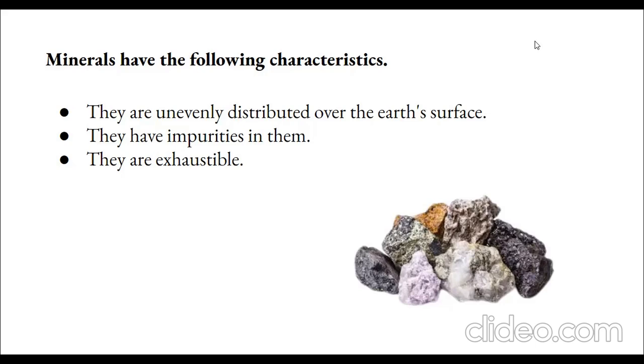Suppose Australia has the largest deposits of bauxite, but it is not necessary that Australia will also have iron or copper. Understood? So we cannot predict that a particular area has the maximum amount of all the minerals. No, it varies from place to place. Then they have impurities in them. Because we find minerals inside Earth's crust, underground, they are full of impurities. So we have to separate those impurities. We have to purify those minerals before using them.